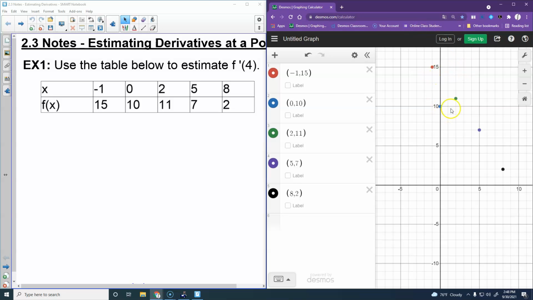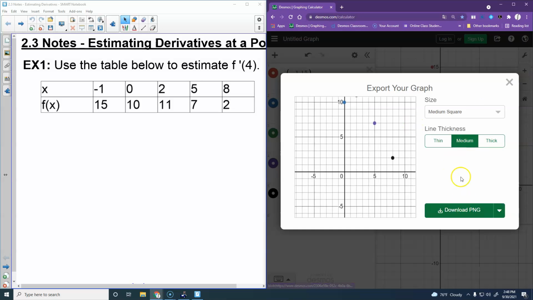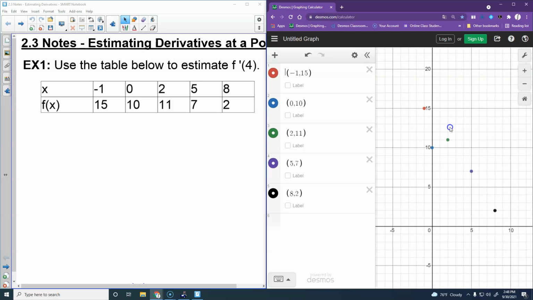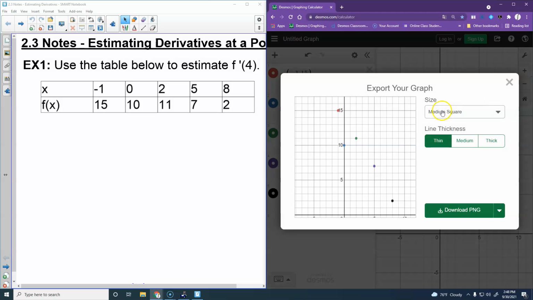So I've got a weird set of points here. Why is it like that? I think it's probably just because I made up a bunch of points whenever I made up this question. Let's get this where we can see it. Okay, there we go. That's better.